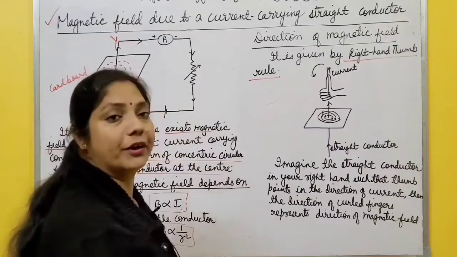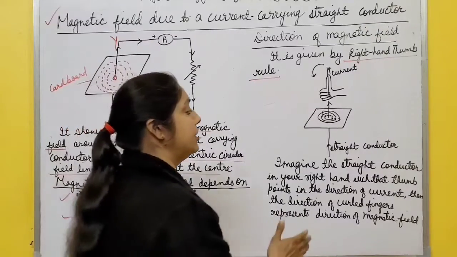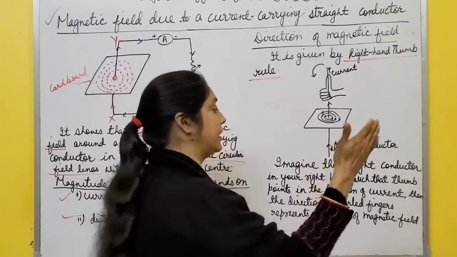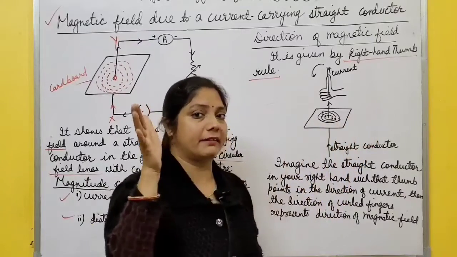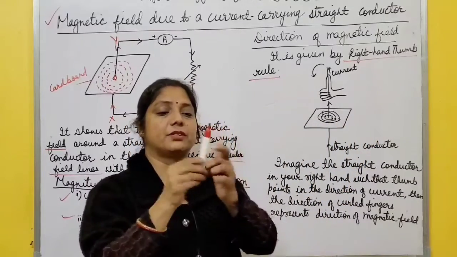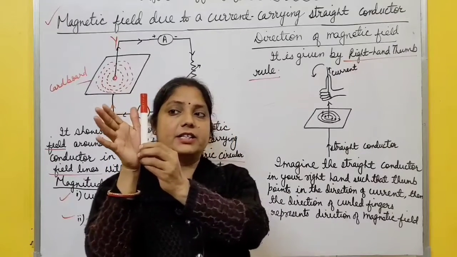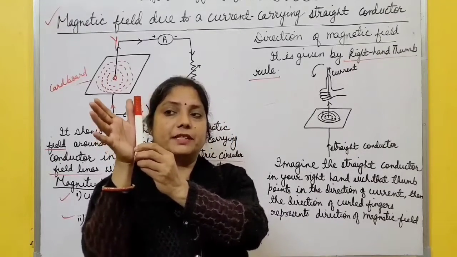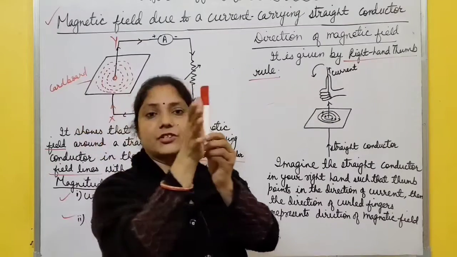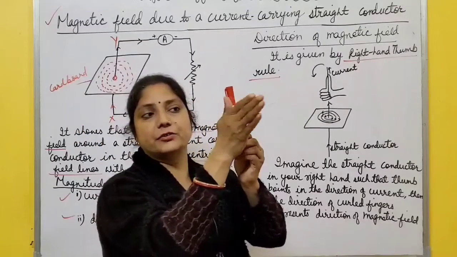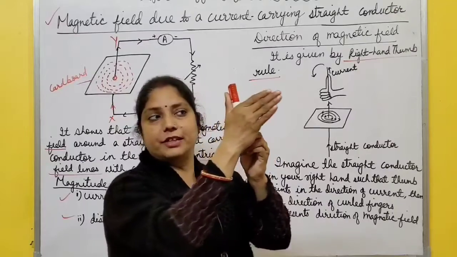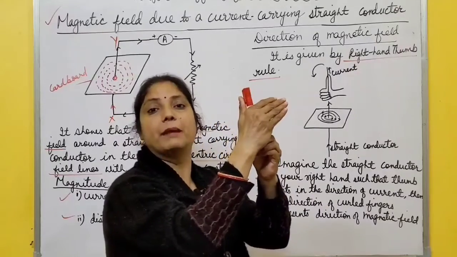According to this rule, what you have to do? You imagine that there is a straight conductor in your right hand. This is my right hand. Suppose this is a straight conductor and this is in my right hand such that this thumb represents the direction of current. Then you curl your fingers. The direction in which the fingers curl gives the direction of magnetic field.